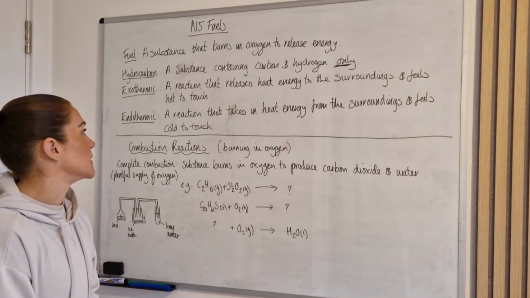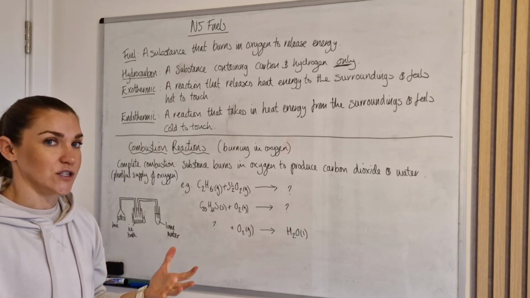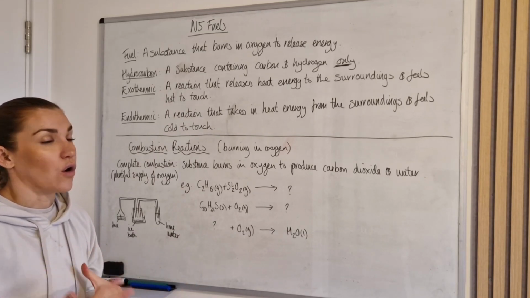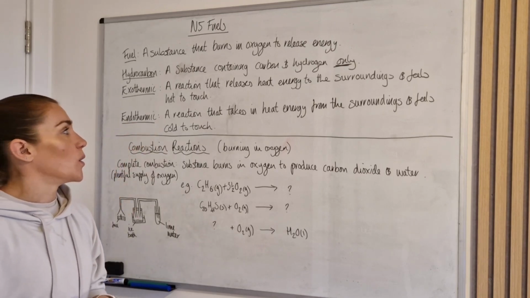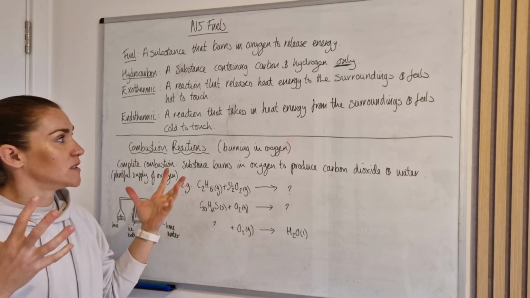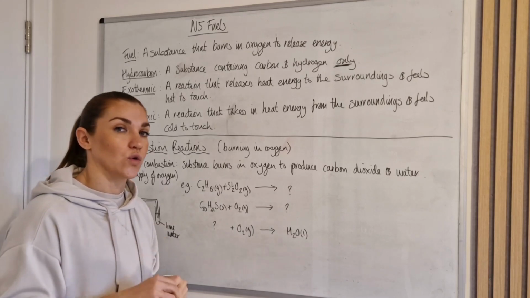An exothermic reaction is a reaction that will release heat energy, so it will feel hot if you touch it. And an endothermic reaction is the opposite. That's a reaction that takes in or absorbs heat energy from the surroundings, and therefore it will feel cold when you touch it.